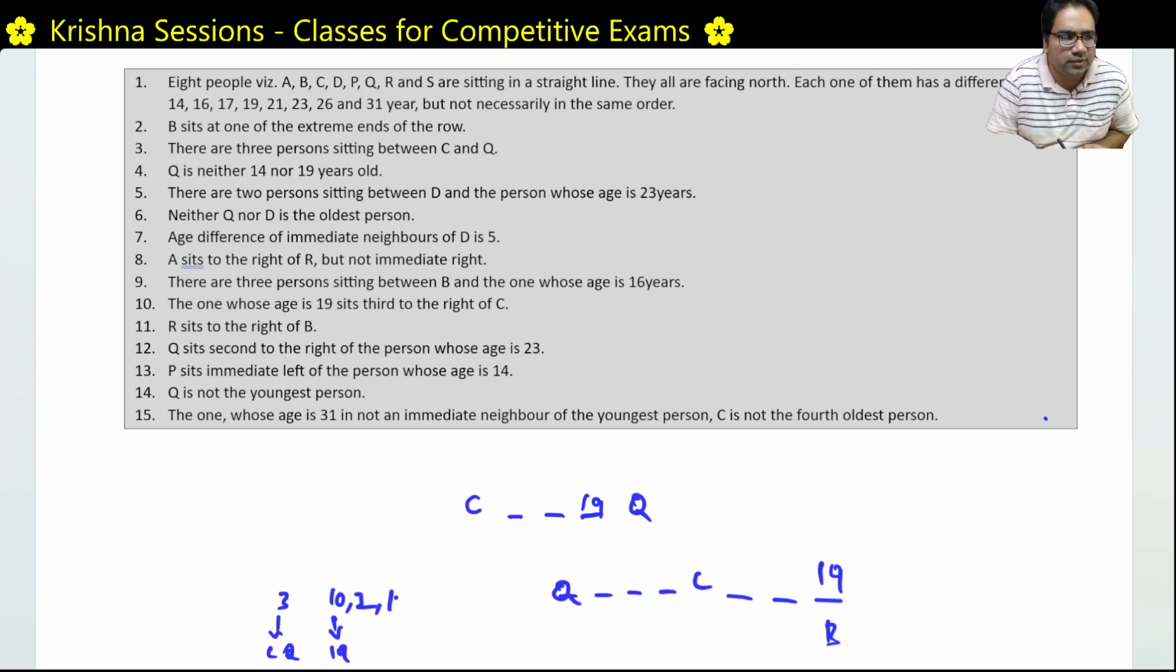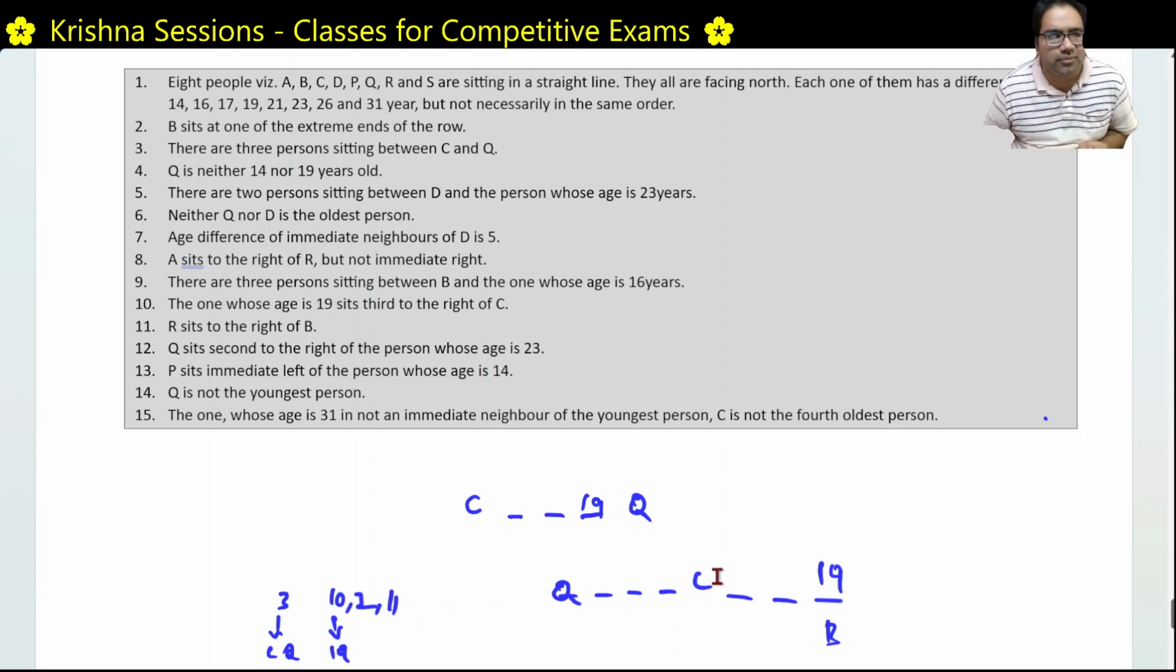In this case, R sits to the right of B. That means R should be somewhere here, but the slots are already full. 1, 2, 3, 4, 4 plus 4, 8 is already full, and R has to sit somewhere. Earlier we had discussed that B sits at one of the extreme ends, either the left end or the right end. And R is sitting to the right of B, which means B has to be at the left end. But here the left end is already closed, because we can't put anything else as all 8 are already done.